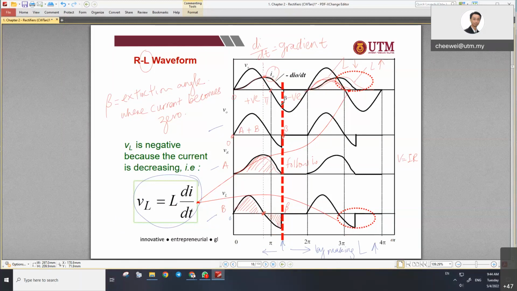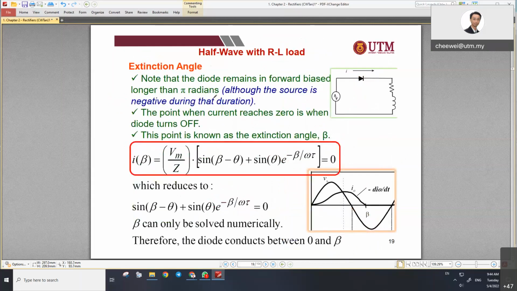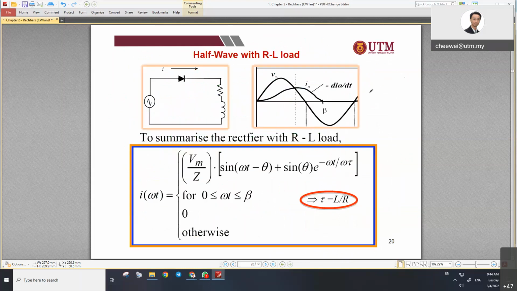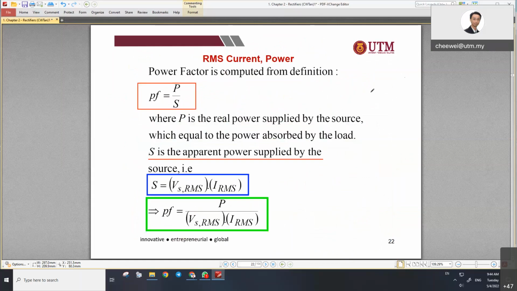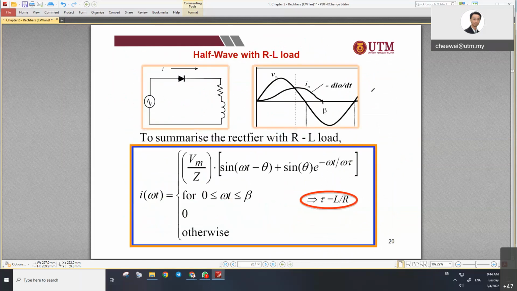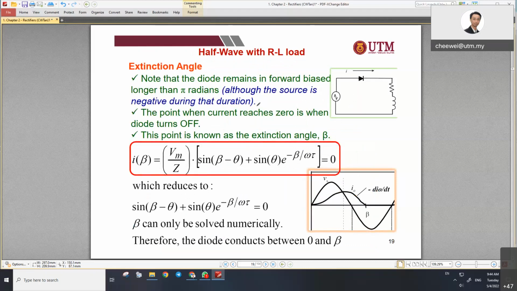At the same time, you need to know how to draw the waveform as well. Hopefully you can draw it again. You need to draw it again here to remember them. Extinction angle, we already discussed the extinction angle just now. So now we need to know how to identify the extinction angle as well. Note that the diode remains in forward bias longer than pi, although the source is negative during the duration. Because why? Because the inductor is still able to discharge.